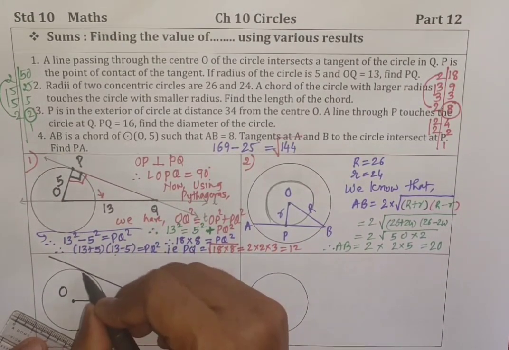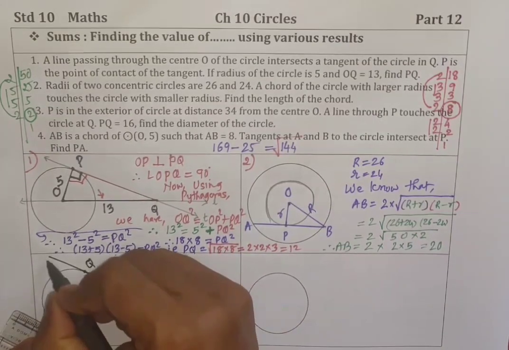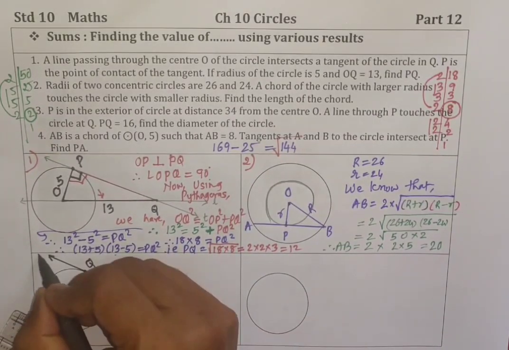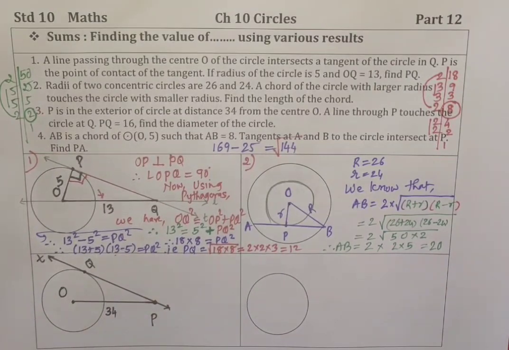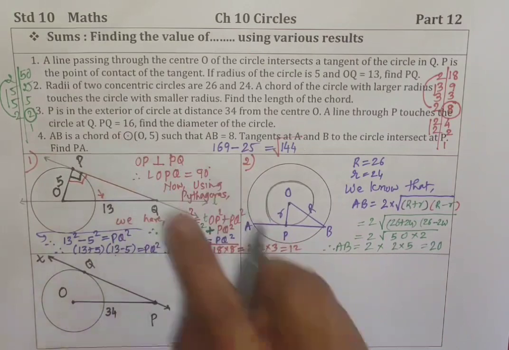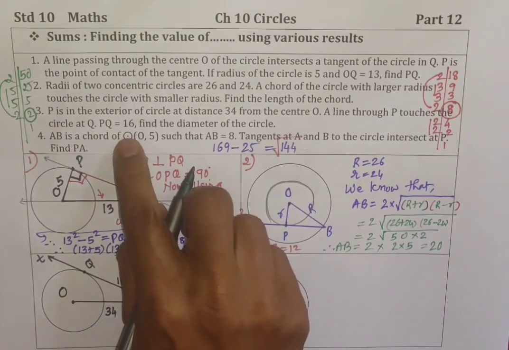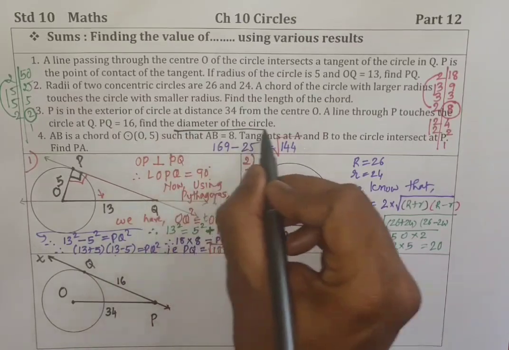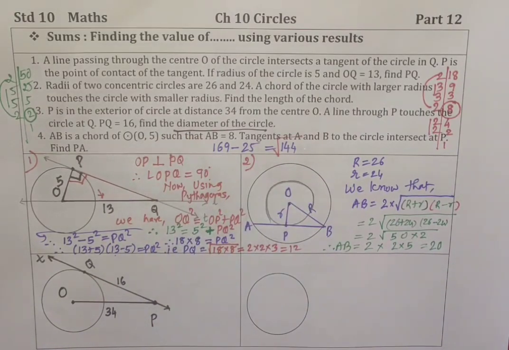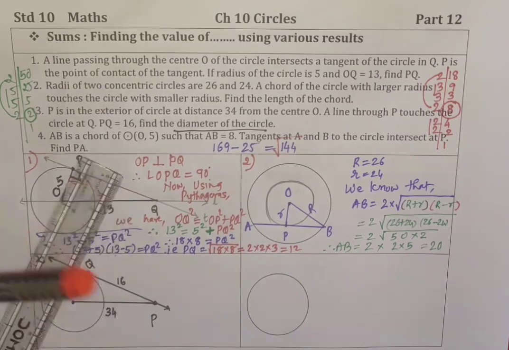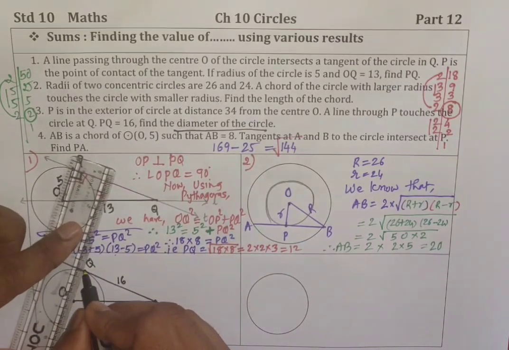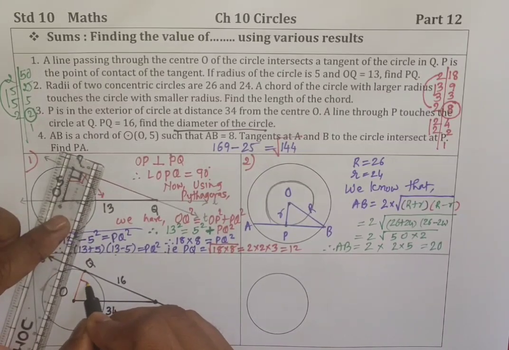A line through P touches the circle at point Q. Let's say this is line T. Tangent line PQ भी कह सकते हैं हम लोग. Correct? Okay. PQ is equal to 16. Okay, this is 16. PQ is 16. Find the diameter. Diameter डायरेक्ट नहीं मिलेगा. पहले क्या मिलेगा आपको? Radius. Which is the radius? OQ. And OQ is through the point of contact.